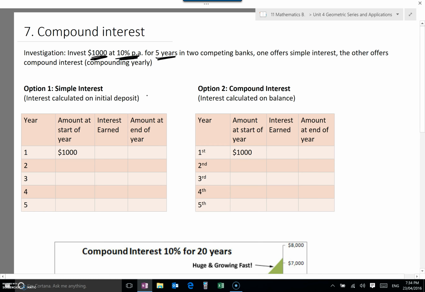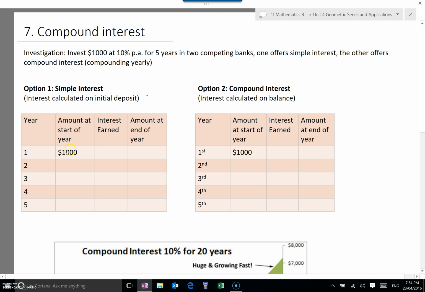We have one option, investing it at simple interest. The other option, investing it using compound interest. We want to see which one will give us the better outcome. The difference between simple interest and compound interest is, in simple interest, the interest is calculated just based on the initial deposit all the time.